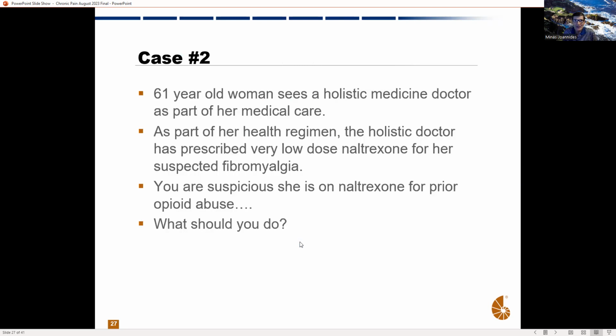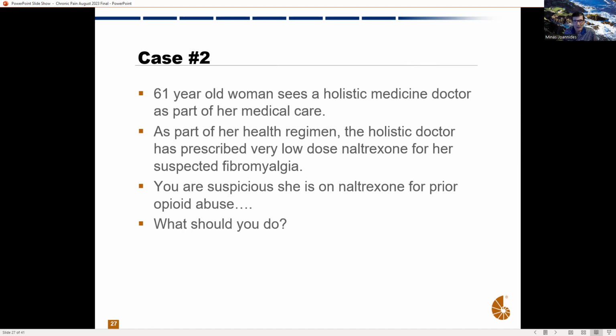So I have another case for you, case number 2. A 61-year-old woman is seeing her holistic medicine doctor as part of her medical care. And as part of her health regimen, the holistic doctor has prescribed a very low dose of naltrexone for her suspected fibromyalgia. You are suspicious she is on naltrexone for prior opioid abuse, which we said is one of the reasons people would be on naltrexone.